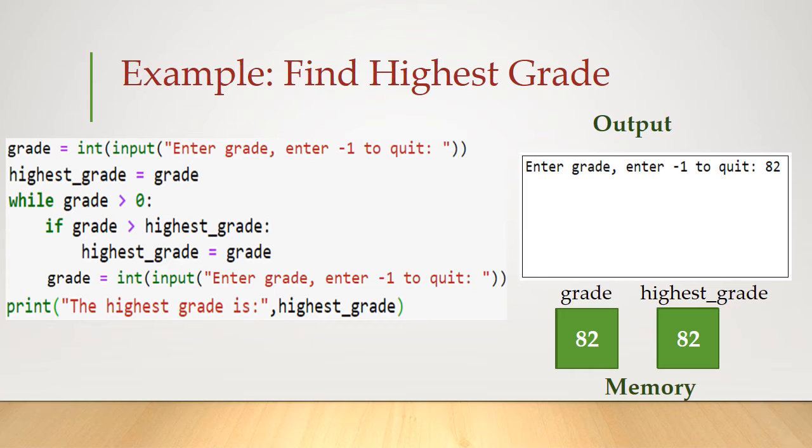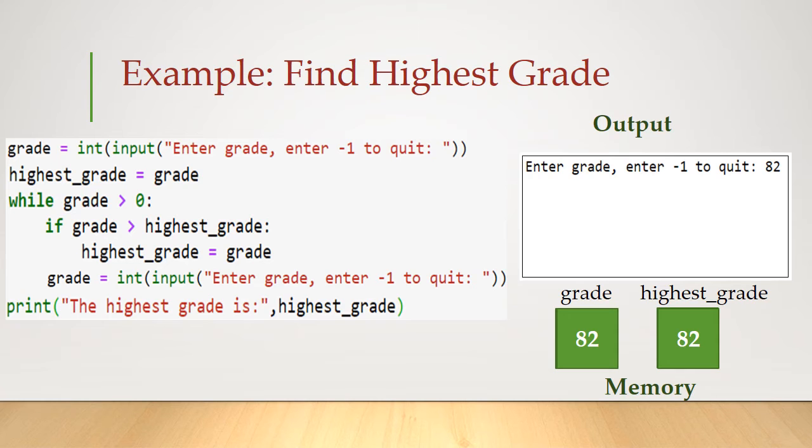Now we reach the while statement and the computer evaluates the expression grade greater than 0. The value stored in grade is 82, and that is greater than 0, so the body of the while loop is executed. The first statement within the body of the while loop is the if statement. So now the computer evaluates the expression grade greater than highest grade. The value stored in grade is 82. The value stored in highest grade is 82. Grade is not greater than highest grade. So the control of the program goes to the next statement, not part of the body of the if statement, which is asking the user to enter another grade.